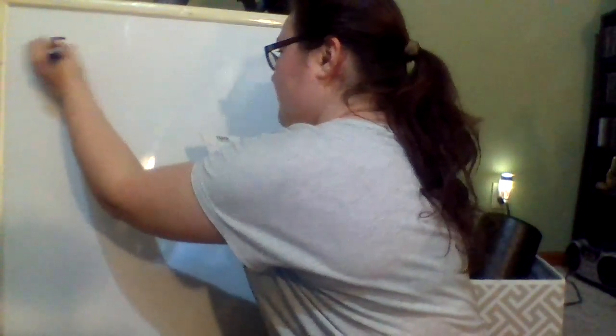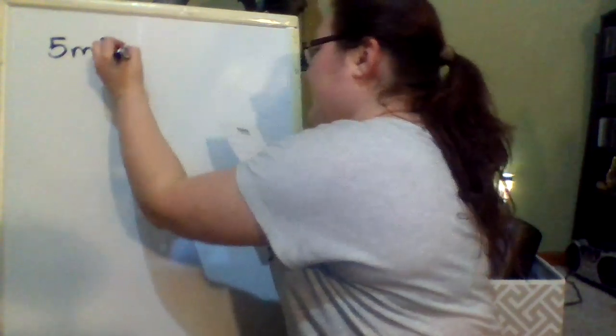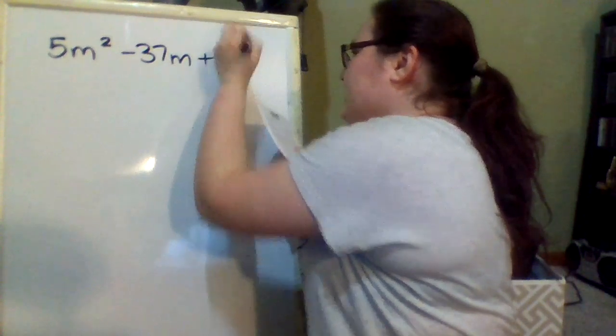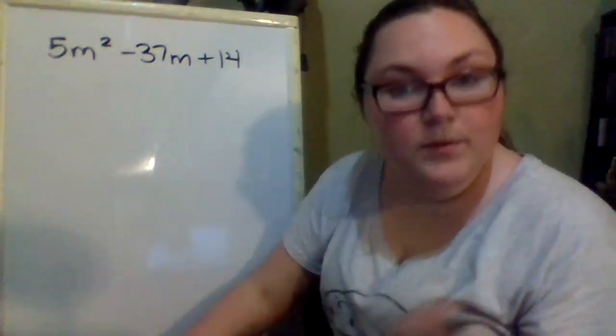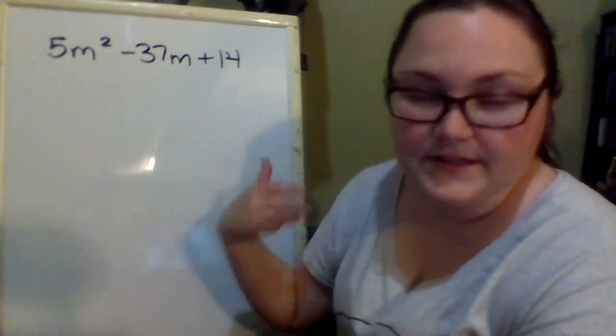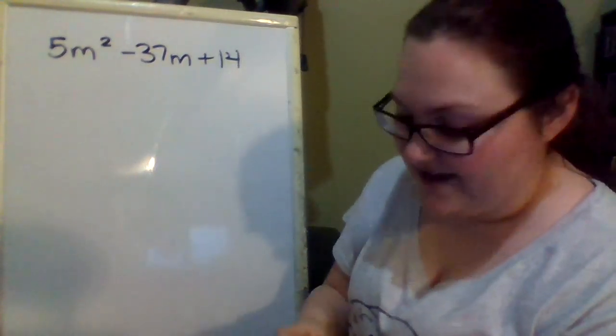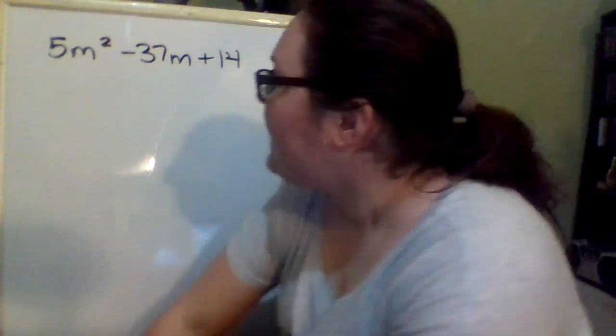So the one we are going to look at is we're going to factor 5m squared minus 37m plus 14. Also, I made up more problems for this video, so these are different than the ones in the posted notes, just so you guys have a wide variety of examples to look at.